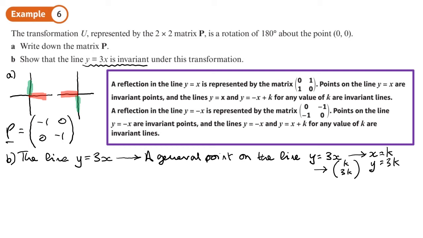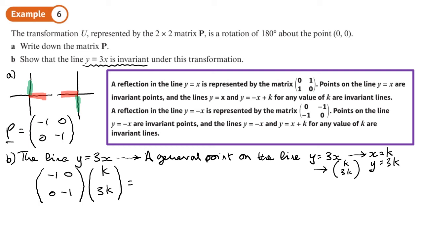Yeah, and I want to see what happens to (k, 3k). Does it end up as another point on the line, like (2k, 6k), something like that, or does it end up as something completely different? Well, let's have a look. So let's do a transformation. So (-1, 0), (0, -1). Let's do a transformation of the point (k, 3k), a general point. Don't just pick one, pick a general point, because picking it for one point only proves that that point is invariant. We want to prove that any point is invariant.